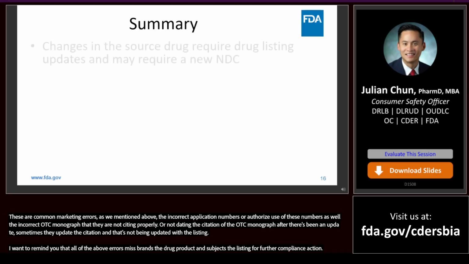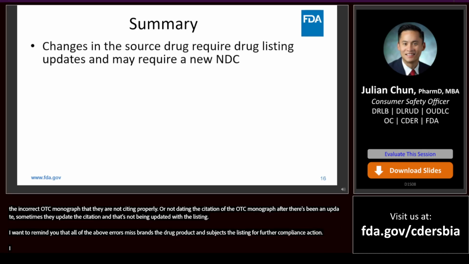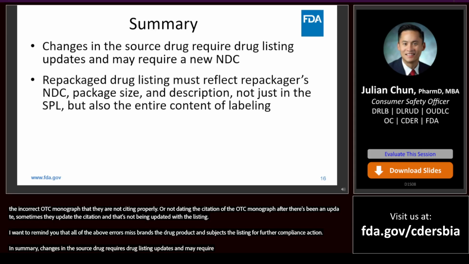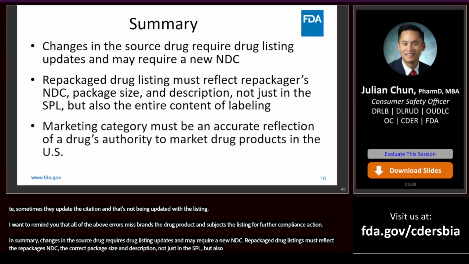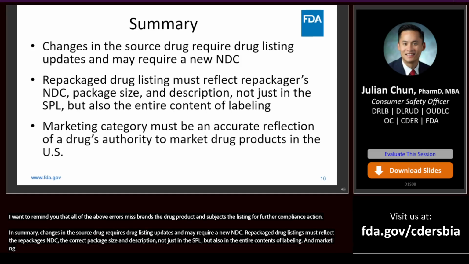So in summary, changes in the source drug require drug listing updates and may require a new NDC. Repackaged drug listings must reflect the repackager's NDC, the correct package size and description, not just in the SPL, but also in the entire content of labeling. And marketing categories must be an accurate reflection of a drug's authority to market the drug products in the US.